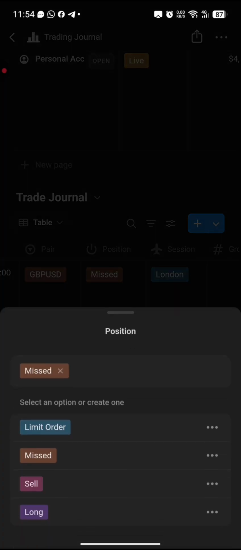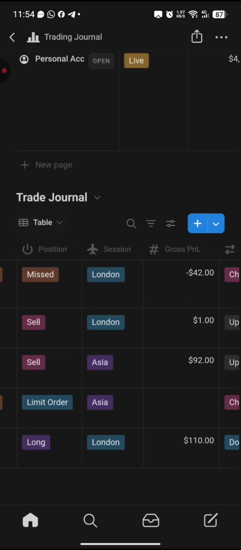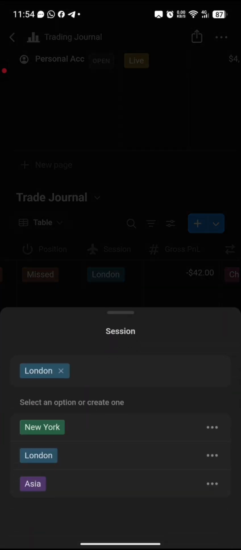Did we miss the trade? Is it a limit order? Is it a sell, or is it a long order? Whichever one it is, you take it and you put it there. Then, what is the session? Is it going to be New York, London, or Asian?